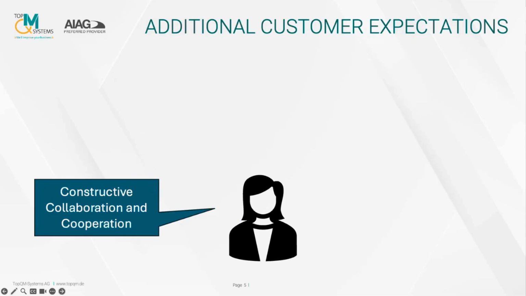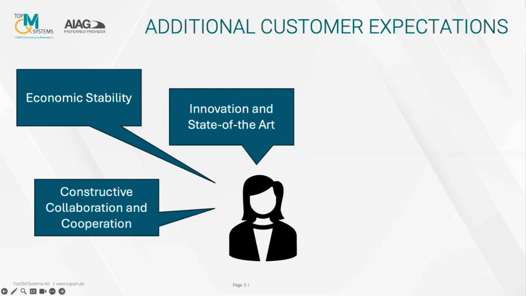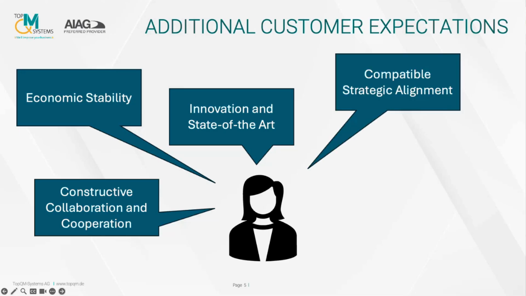There are also other things that might be relevant. Obviously, the constructive collaboration and cooperation, which I've just mentioned briefly. I would be looking at economic stability of a supplier. Something that is probably also extremely important is innovation and state of the art, right? What is the state of the supplier? Are we really looking at something that is innovative? Are we looking at some supplier that is applying state of the art, right? Those things might become very important once we're looking at compliance issues.